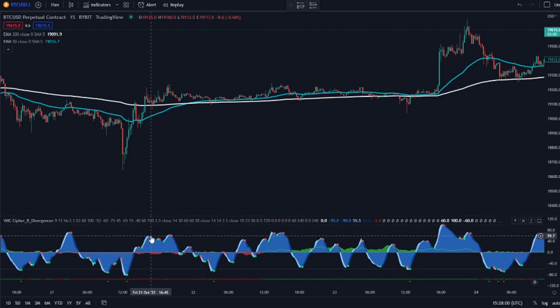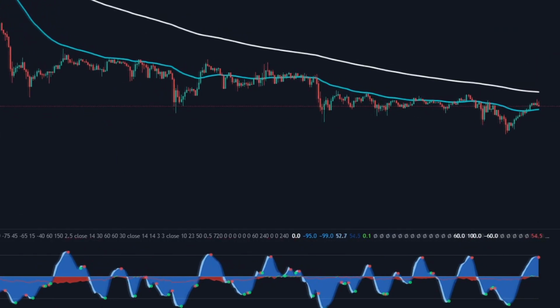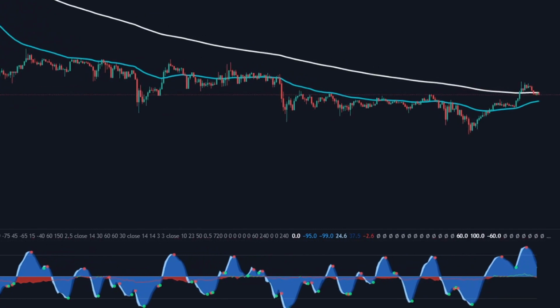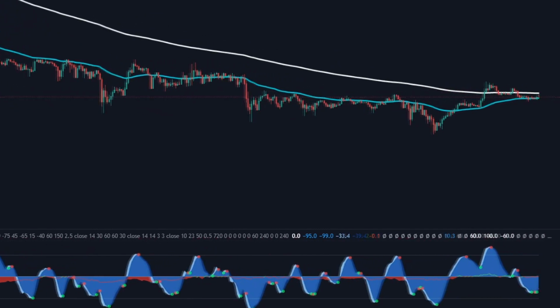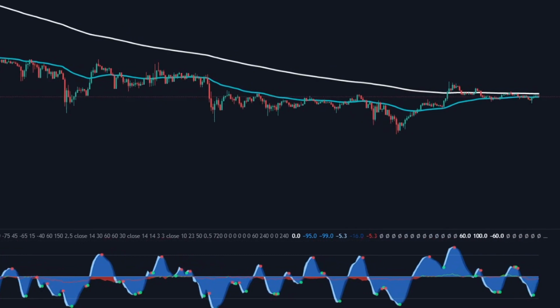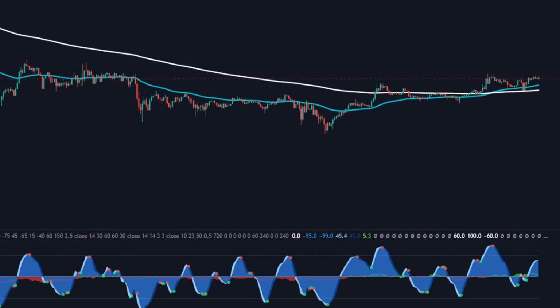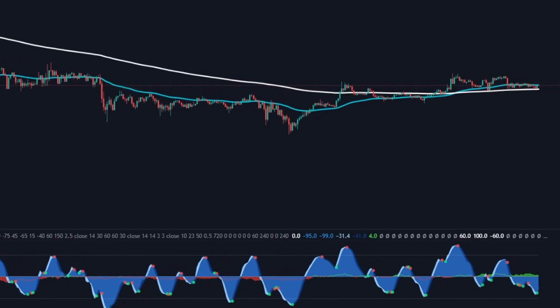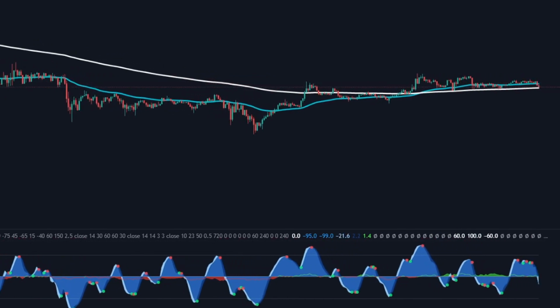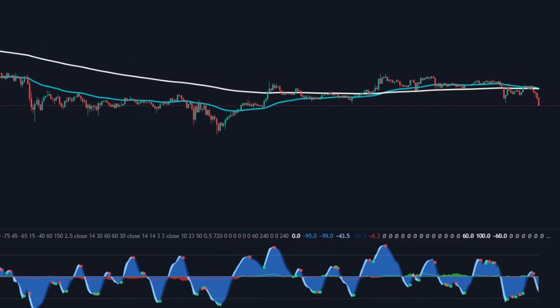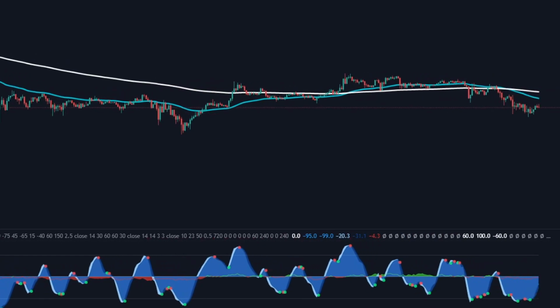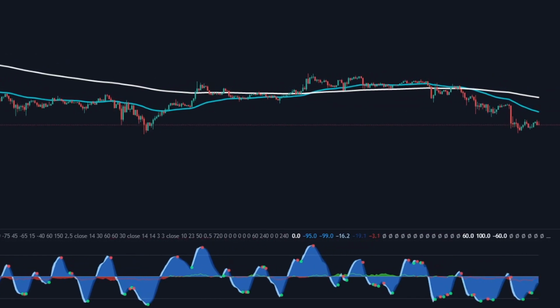Let's get into the rules for this strategy. We're only going to enter long positions when price is above the 200 moving average. We're only going to enter short positions when price is below the 200 moving average. For a long position, we're going to be looking for a pullback to the 50-period moving average. For a short position, we're going to be looking for a pullback into the 50-period moving average as well.